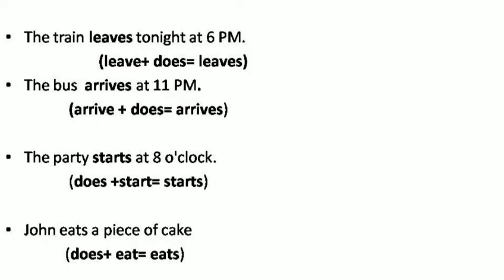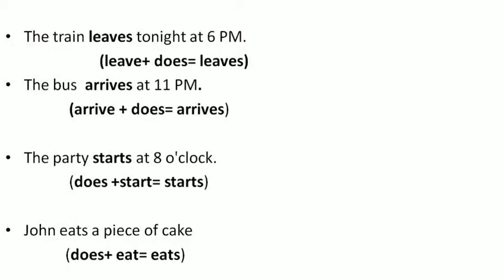John eats a piece of cake. Here does plus eat becomes eats because John is a third person singular, so s is added with eats. That s indicates a does is included in the V1 form, that is eat.